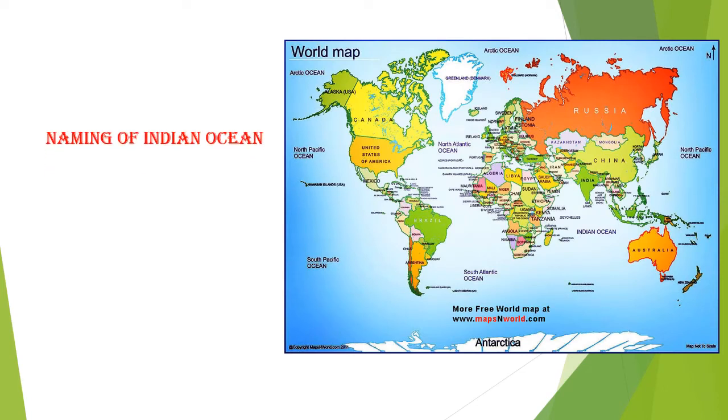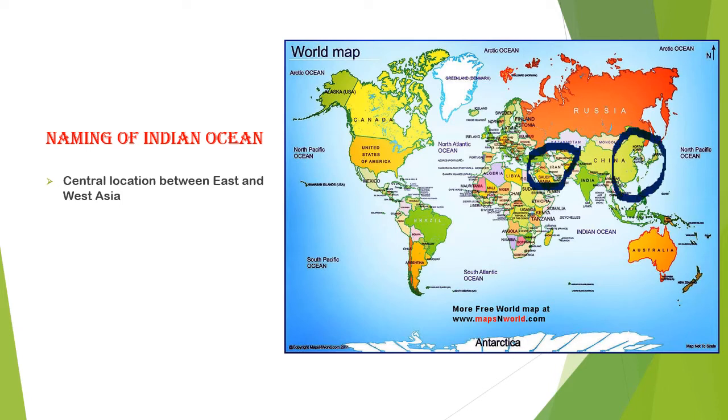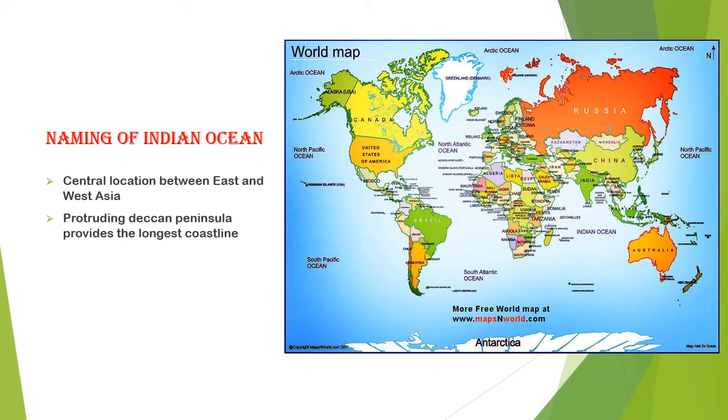Naming of Indian Ocean is a very important topic in this context. To understand the naming of Indian Ocean, we should understand the position of India between east and west of Asia. See, this is the west side of Asia and this is the east side of Asia. As you can see on your screen, India enjoys a central location between East and West Asia. Apart from this central location, India is also blessed with the longest coastline enjoyed by any country, and this longest coastline is because of the protruding Deccan Peninsula.